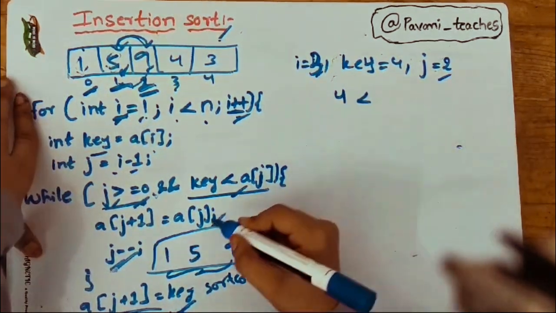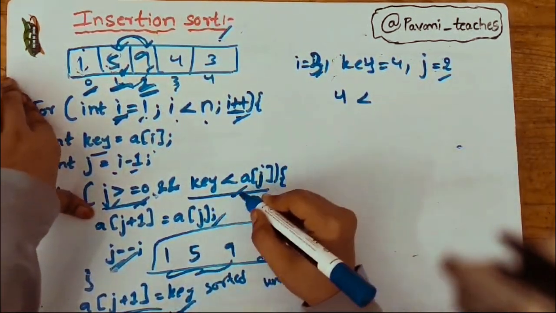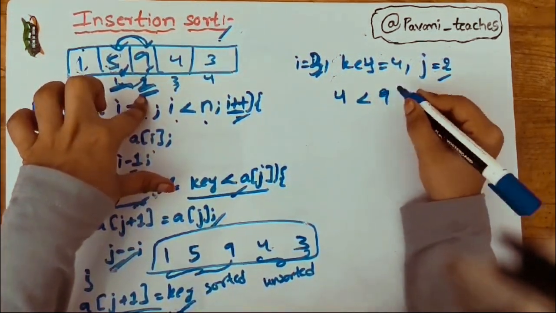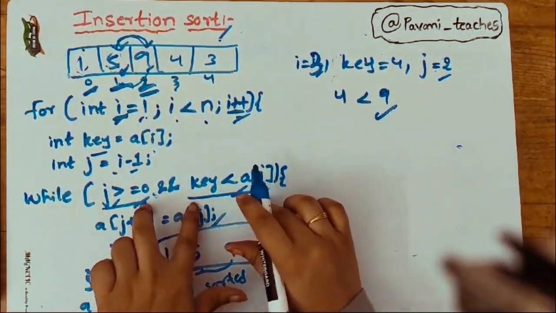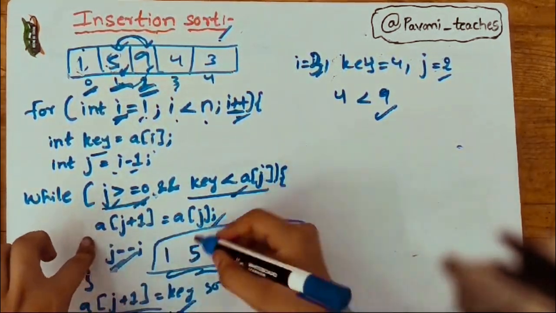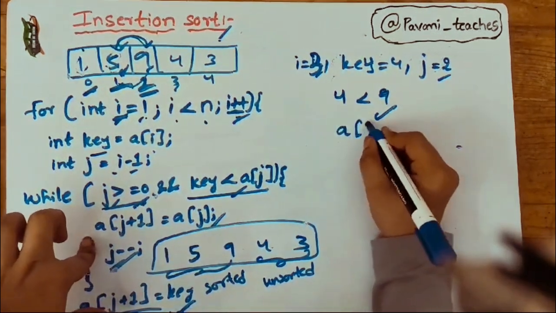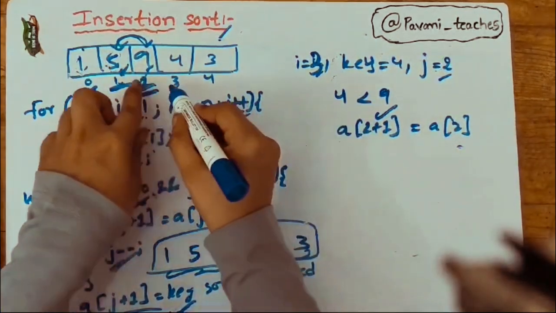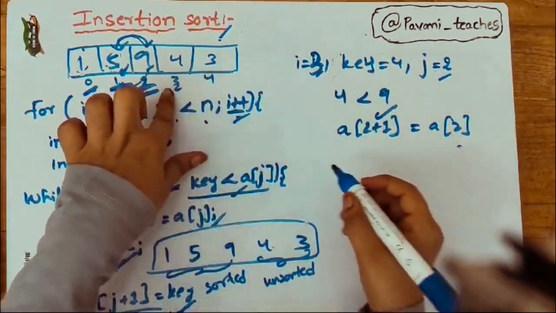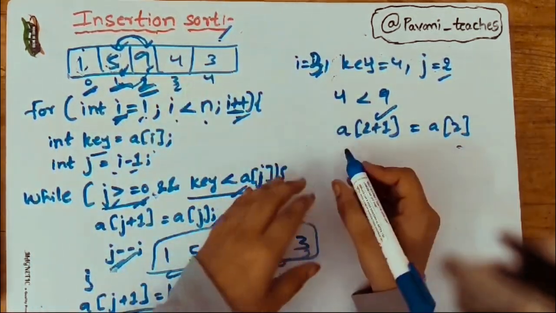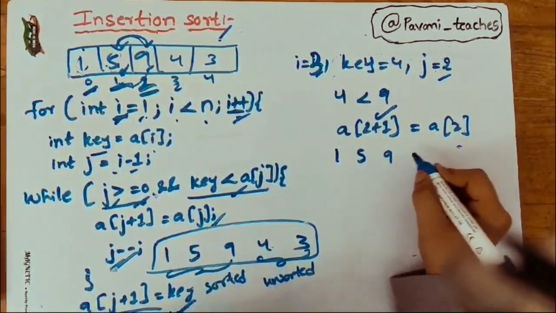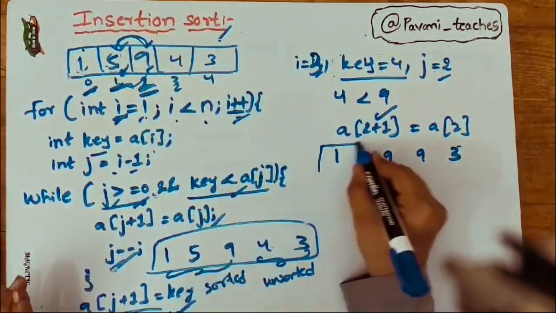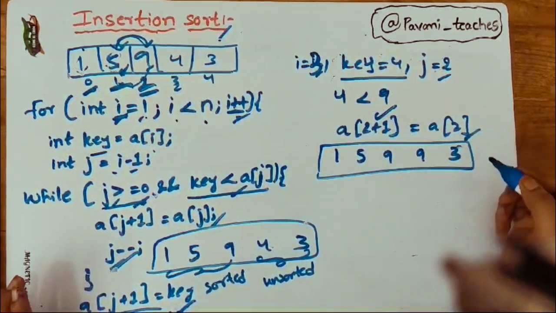Now we are checking this condition, that is, key is less than a of j, meaning a of 2, which is equal to 9. This condition is true. Okay, these both conditions are true. It will go inside the while loop and perform these two, that is, a of 2 plus 1 equal to a of 2. Here we are storing this 9 value in a of 3. After this operation, the array will be like 1, 5, 9, 3. This 4 will be stored safely in key. Okay. Now this is the array after performing this operation.